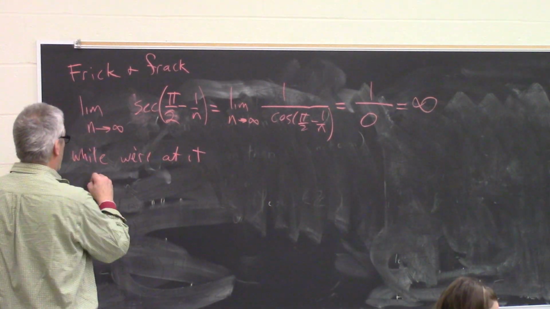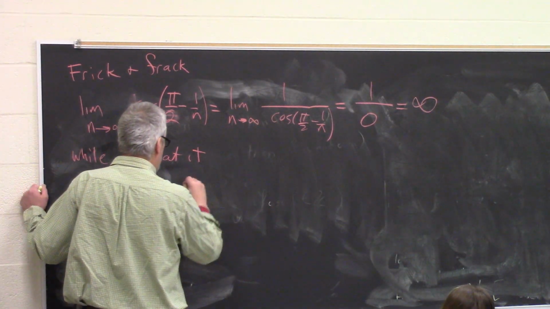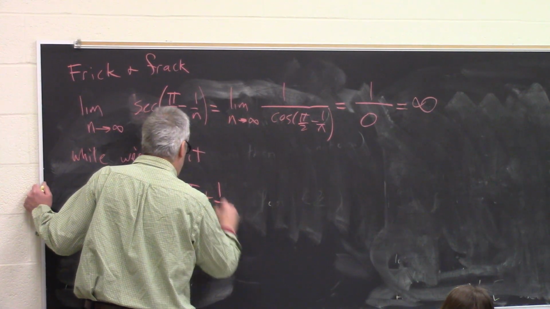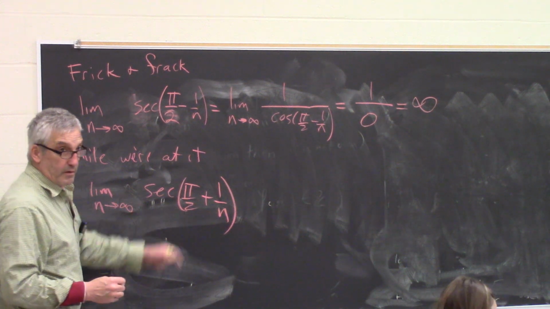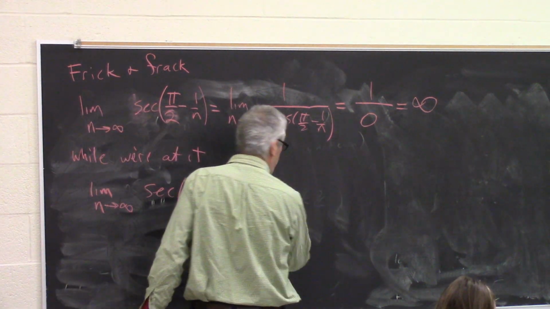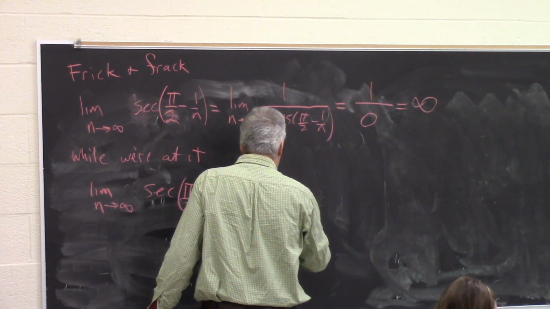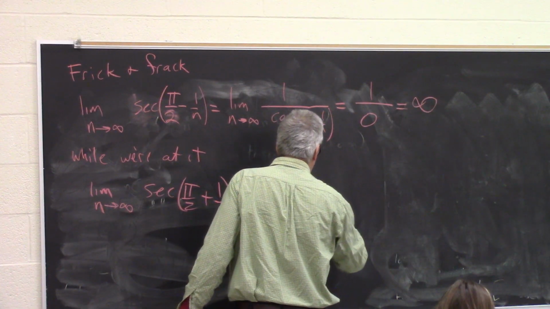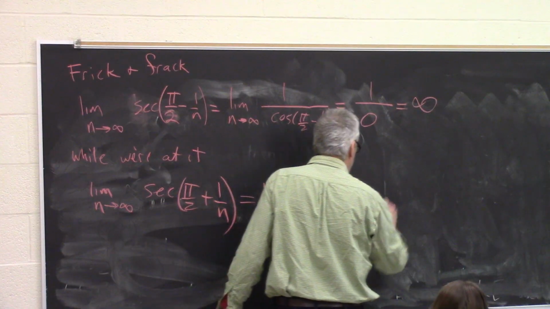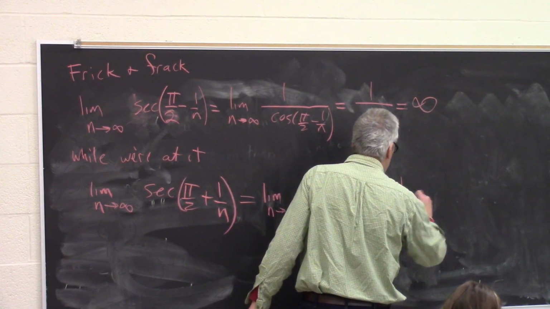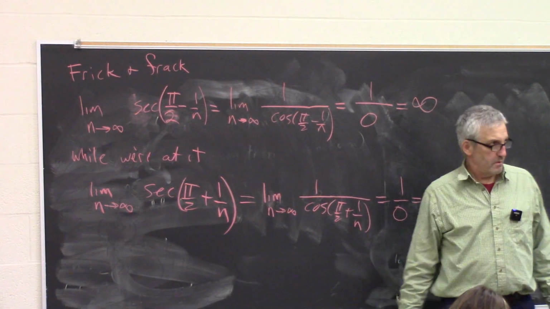They do another sequence. They do this, the limit of the sequence with a plus here, just because they're done. The other group is still working, and they're doing this. The limit as n goes to infinity of 1 over cos of pi over 2 plus 1 over n. And so they get 1 over 0, and they get infinity. So smart.